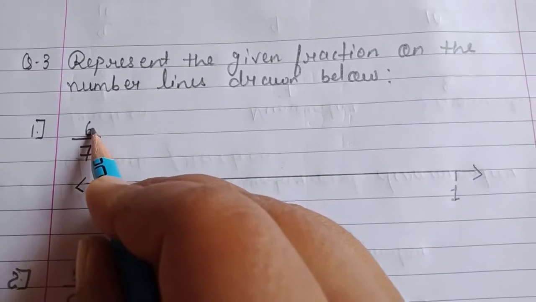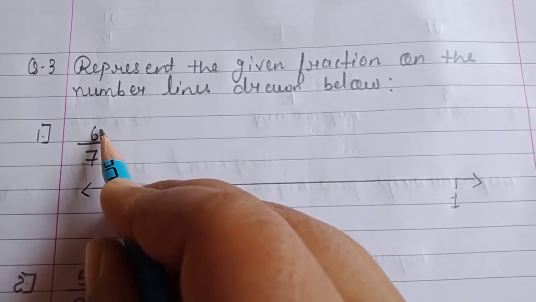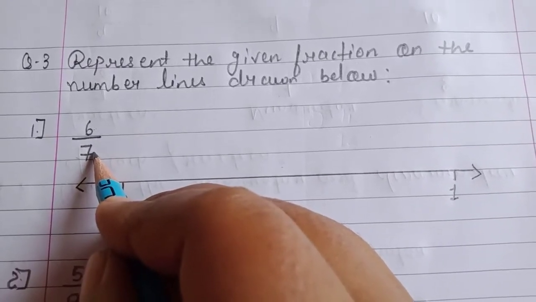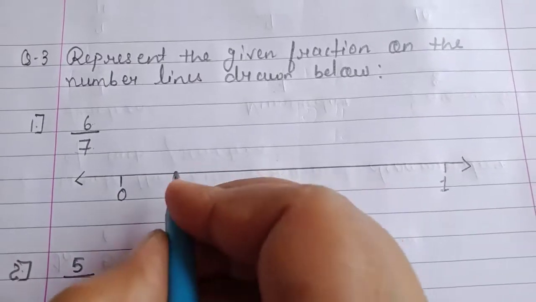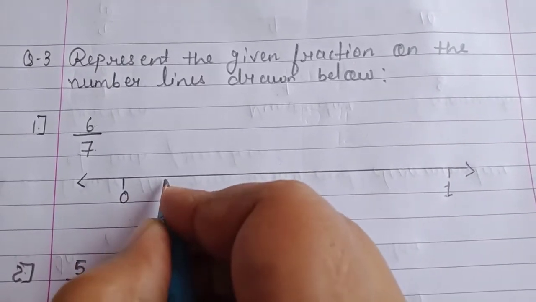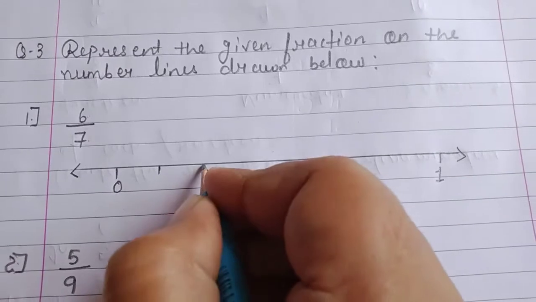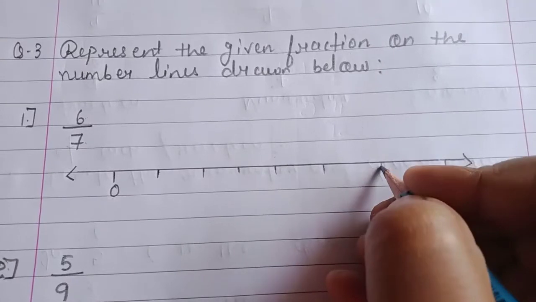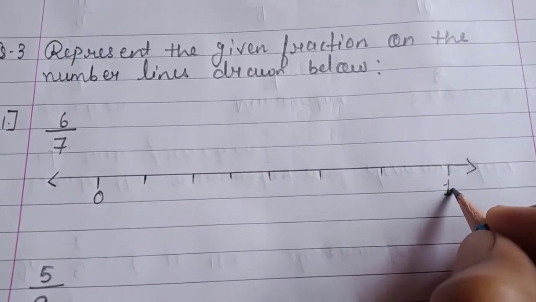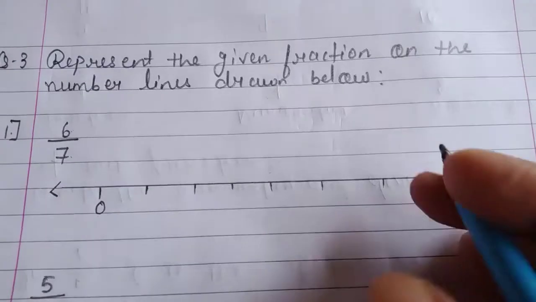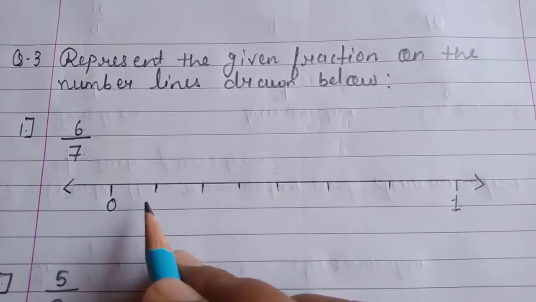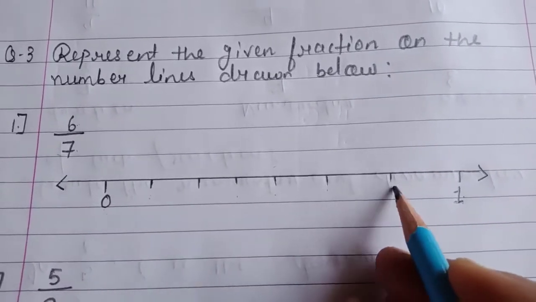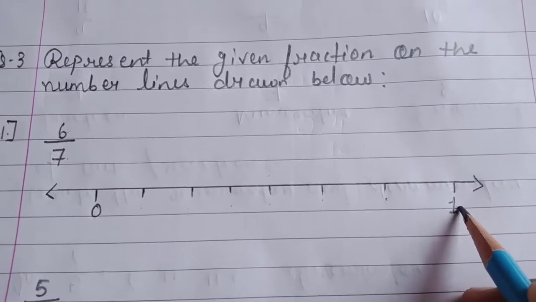So here 6, the numerator, means whatever parts are taken, okay, and the denominator means total parts. So how many total parts are there? 7. So we will make 7 equal parts. So 0 we will not count, we will start from here 1 2 3 4 5 6 and we have to include this 1 also. Okay, it is 7. So again I am repeating, we will not include 0, we will start from 1 2 3 4 5 6 and we have to include 1. So it is the 7th part.